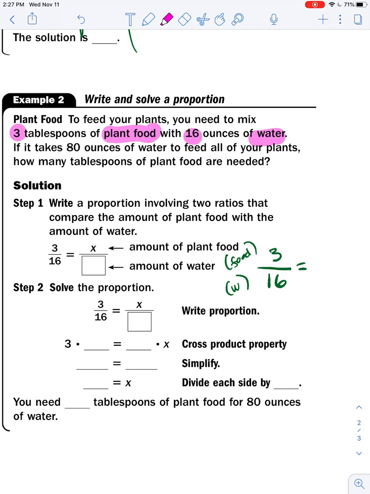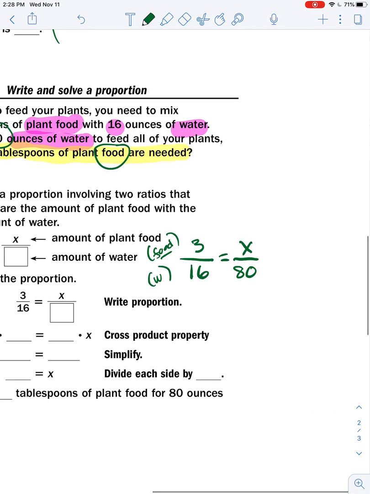So I already used my 3 tablespoons and my 16 ounces of water. Now they're giving me an 80. I have to pay attention to what it is. It's ounces of water. Okay, so in my proportion, the ounces of water I put on the bottom, so then the 80 has to go on the bottom. And then the question is saying, how many tablespoons of food are needed? So that makes sense because the thing I don't know is up here where I put the food.